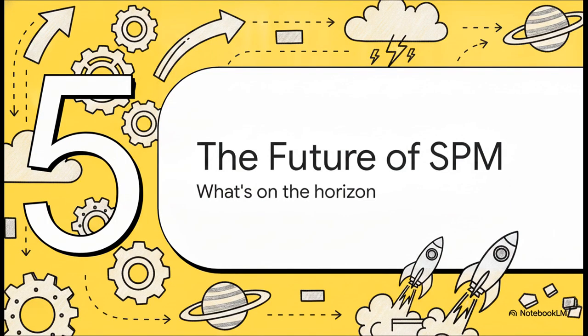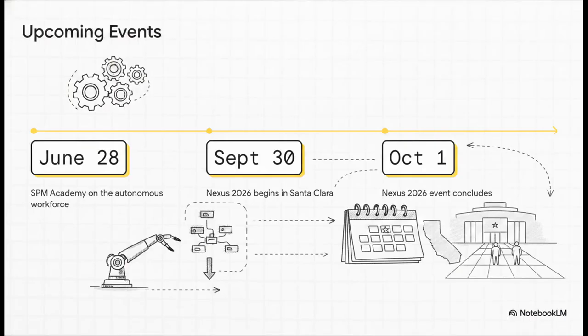Finally, Section 5, the future of SPM. The product team has some fantastic opportunities coming up for practitioners to connect and learn. Definitely mark your calendars for these. On June 28th, the next SPM Academy session is going to explore leveraging the autonomous workforce to ensure zero misaligned investments. And looking toward the fall, the Nexus 2026 in-person event takes place in Santa Clara from September 30th to October 1st. These are excellent chances to explore these new capabilities in person and connect with fellow practitioners.